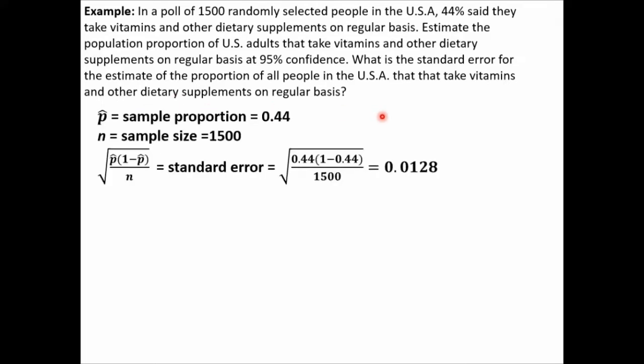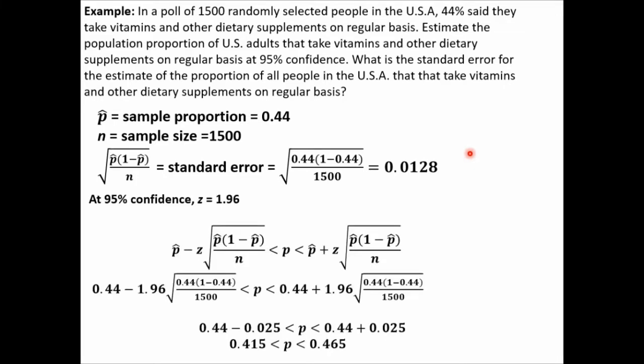Once again, we have the point estimate 0.44. We have the sample size 1500, which means we can calculate SE, the standard error, which is part of the question, as the square root of p hat times 1 minus p hat divided by n, or 0.44 times 1 minus 0.44 divided by 1500. The square root of that gives us the standard error, 0.0128.